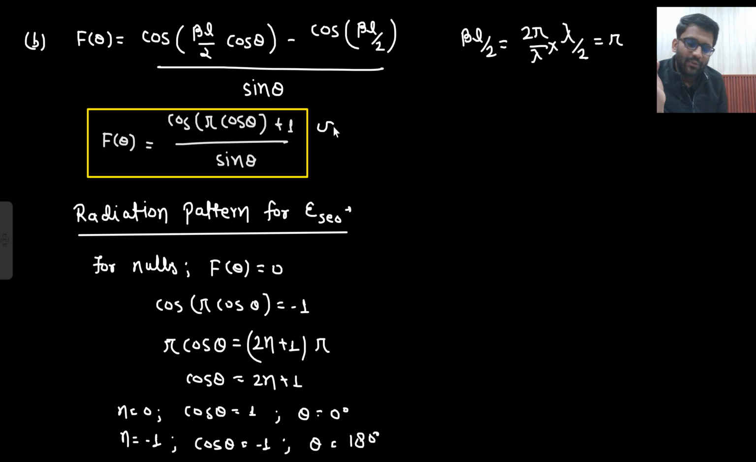At theta equals 90 degree, what is the value of f theta? Cos 90 is 0. Cos 0 is 1 and this will be 2.